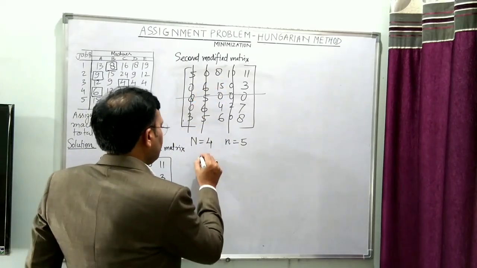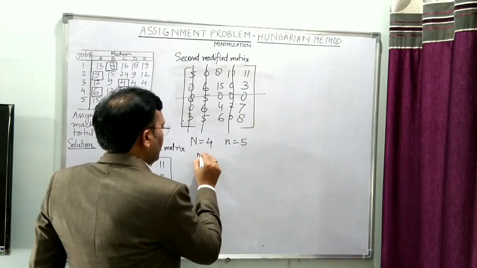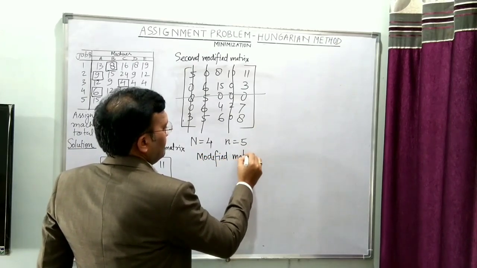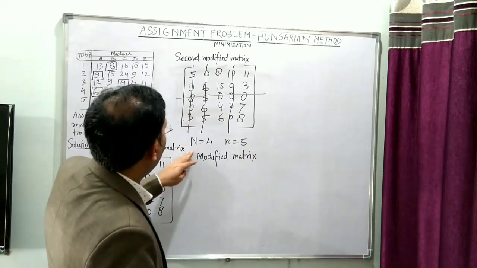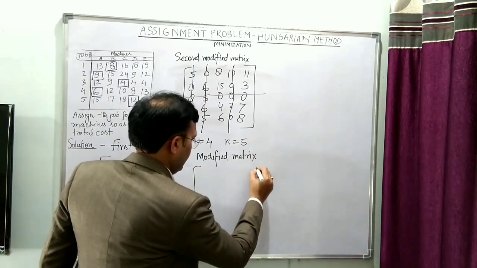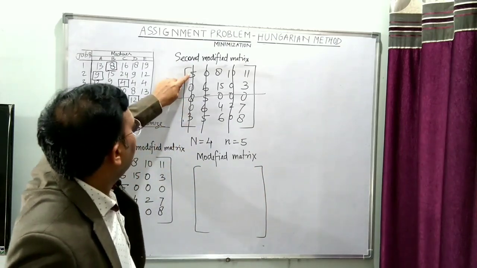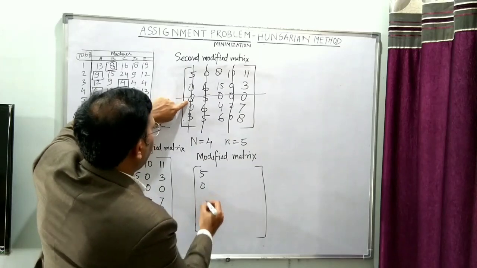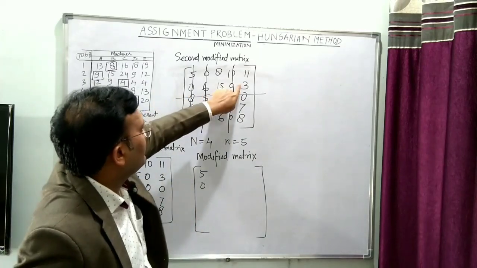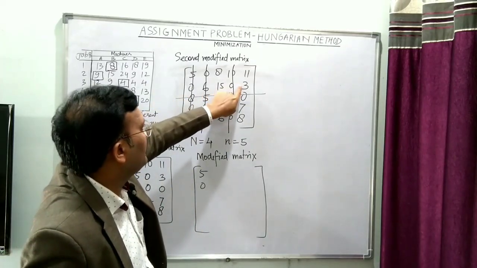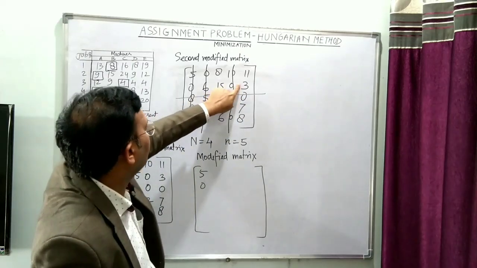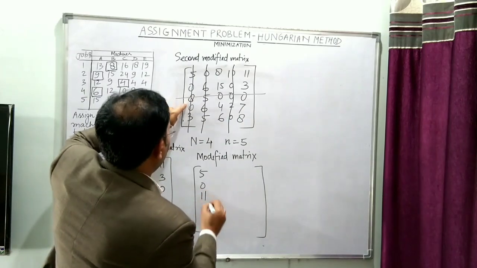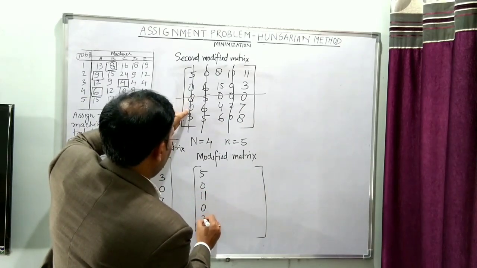So see, the next modified matrix. Right, see, this will be 5, this will be 0, this will be 8 plus 3, because 3 is the minimum uncovered element. So we'll be adding 3 over here because it is an intersection point. It will be 11, then again 0, and then 3.